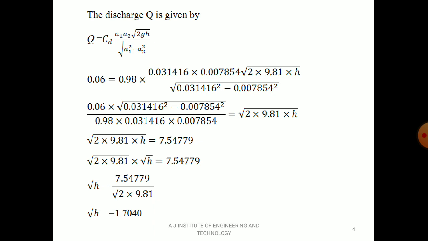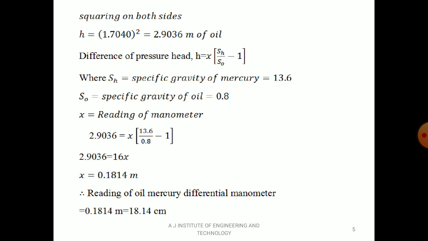So root h equal to 7.54779 divided by square root of 2 into 9.81, or root h equal to 1.7040. Now we want the value of h, so we can get it by squaring on both sides. Upon squaring, h equal to 1.7040 squared. So that is equal to 2.9036 meter of oil.